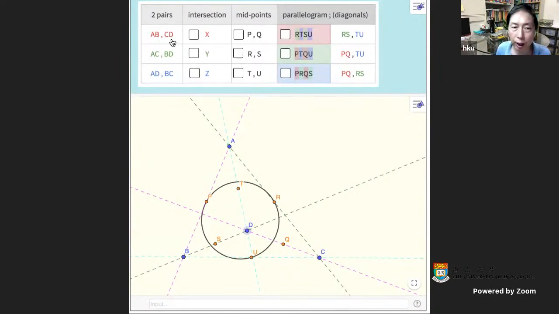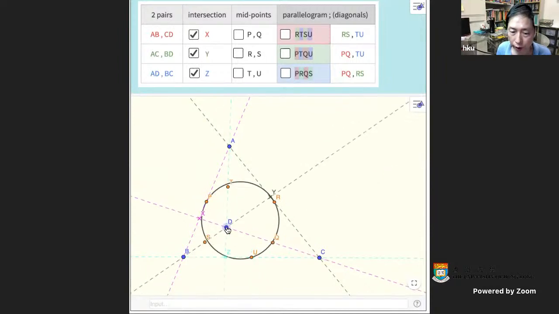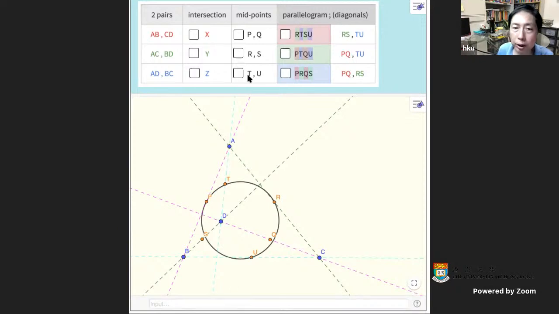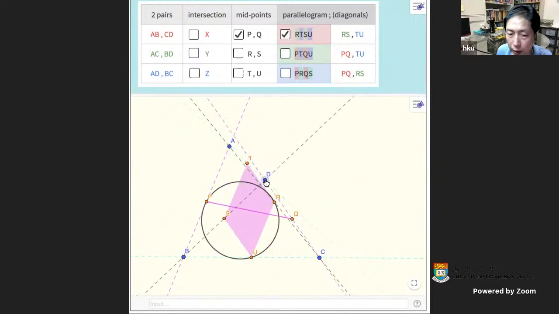And for each pair of lines, I mark it with the same color. And you can also find the intersections for each pair as well. So if you show the intersections, you will see they are here in the diagram. Okay, the intersections may be useful later. And then the midpoints are similarly put into 3 groups. The first group, PQ, corresponds to the 2 sides AB and CD. And then the remaining 4 will form a parallelogram.